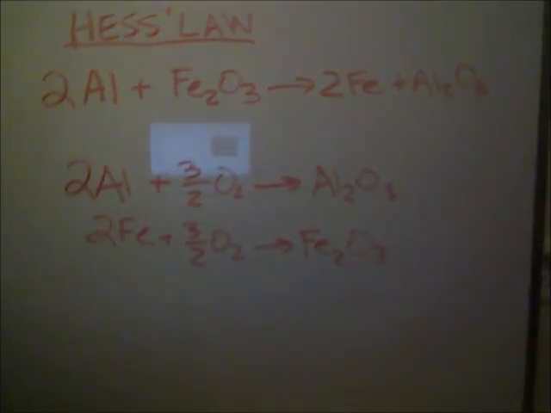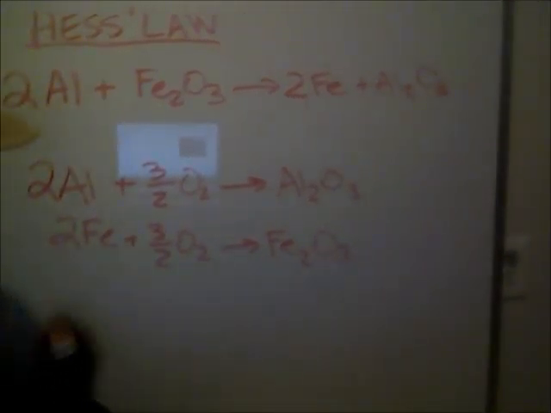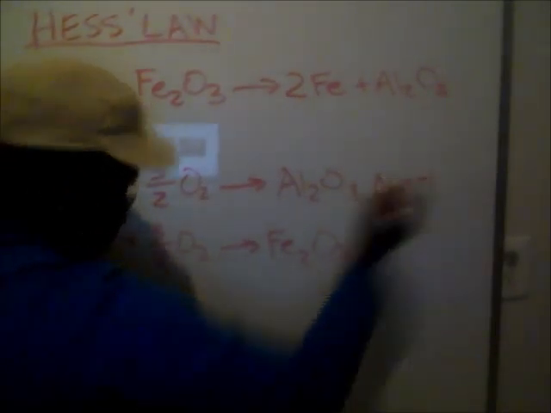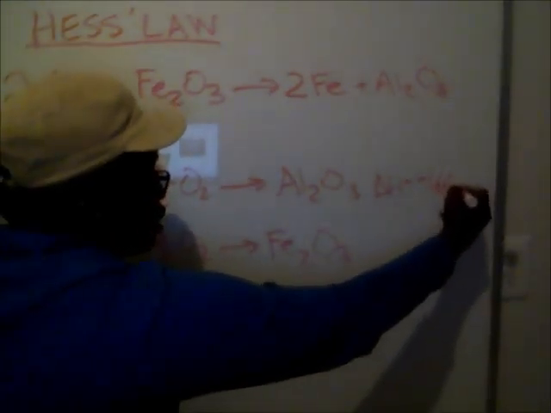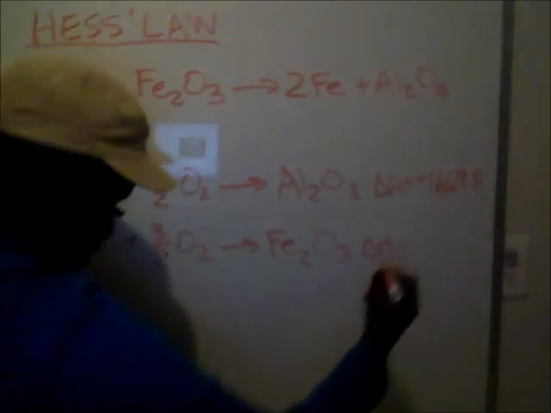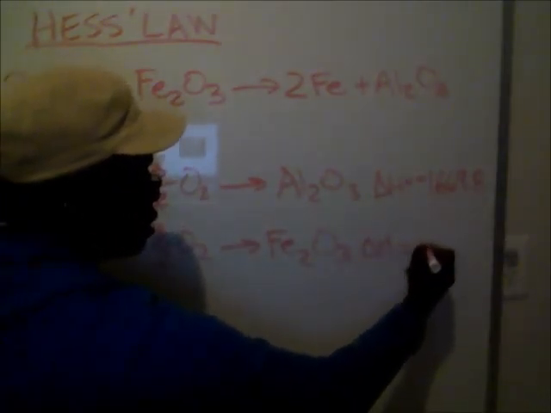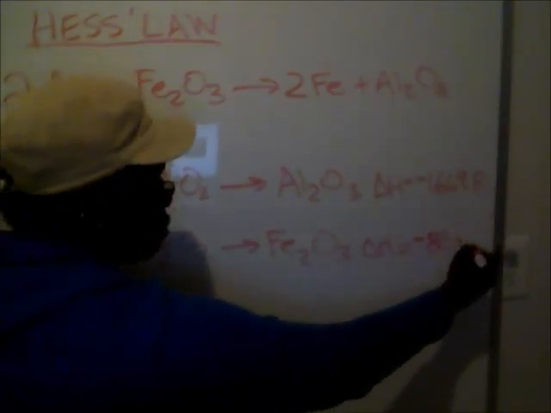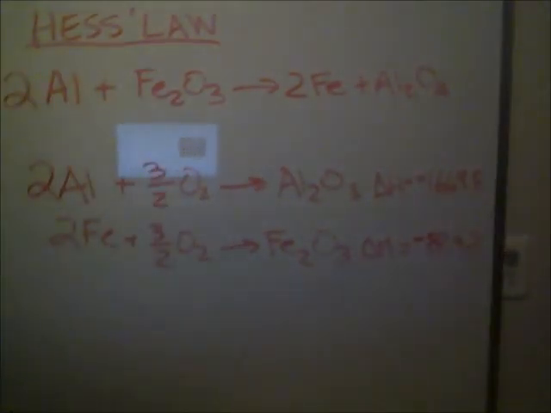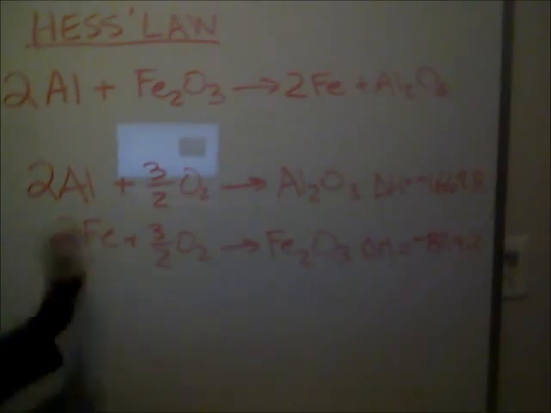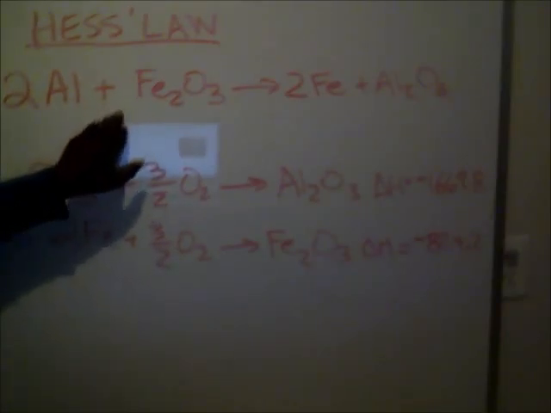Okay, and the other thing they also give us for the steps is the heat that was needed for each step. So this is negative 669.8, and this one is negative 824.2. Okay, so we have the steps and we have the heat. Now it's up to us to figure out how we might need to use these steps. We may need to flip them, we may need to multiply, but our end goal is to end up with this exact equation.